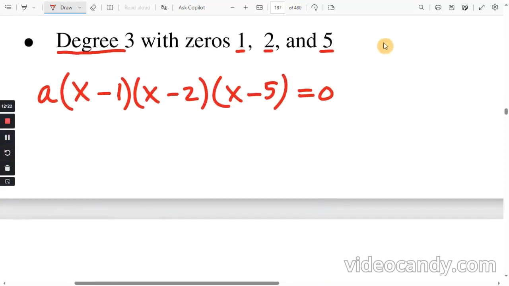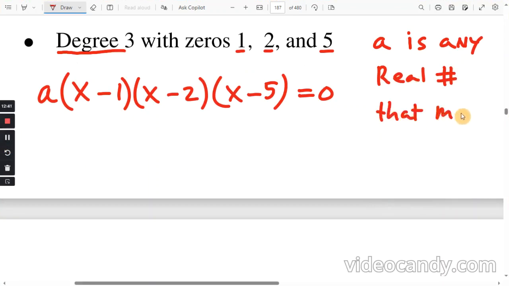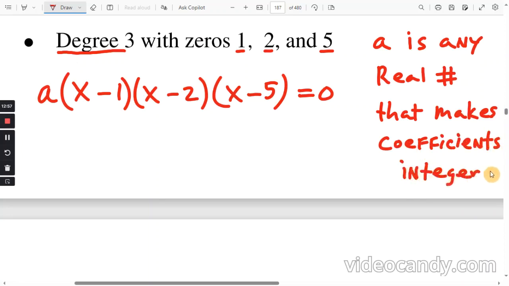And what we'll say is a is any real number that makes the coefficients integers. So we'll just leave it at that. Anyhow, we need to multiply this out. We'll keep the a as is.